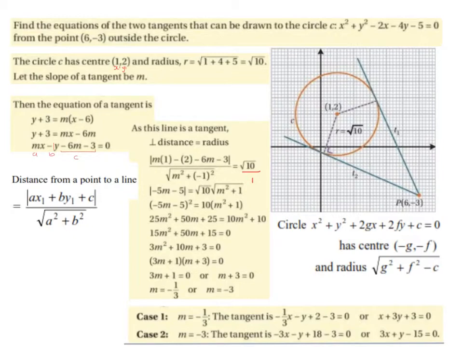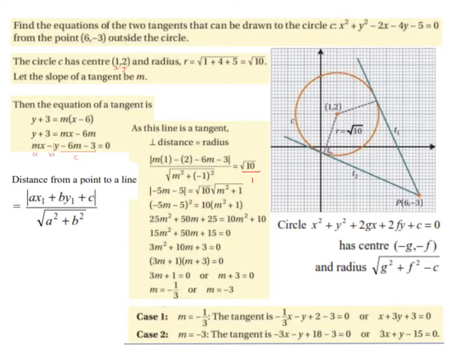Now at this point I can use the minus b formula, the quadratic formula, or I can factorize and solve. So I factorize and I solve, and I get m equals minus a third, or m equals minus 3. So now I have 2 m values. Remember, m represents the slope, and I need to go back and have a look at my question. My question said find the equations of the two tangents that can be drawn to the circle from the point 6, minus 3 outside the circle.